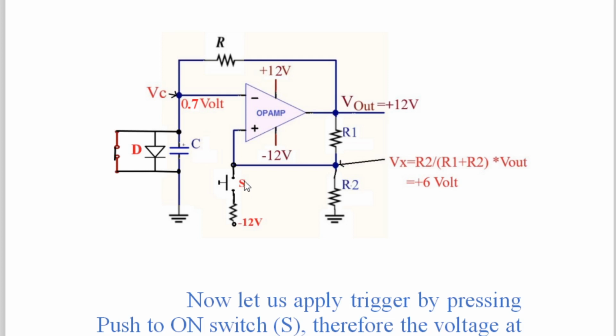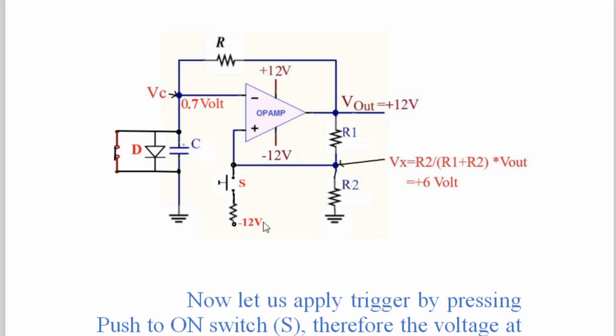So pulling down the voltage at the non-inverting pin below zero, pull down means below zero. That is why a push-to-on switch is connected here. As soon as you press this push-to-on switch, very simple, this minus 12 volt will go through this short circuit to this point, and this point stays like that as long as the switch is in press condition. In the next diagram, I have kept this in press condition for some time. You will understand, as long as this is pressed, this point which is at plus 6 volt will go to minus 6 volt.